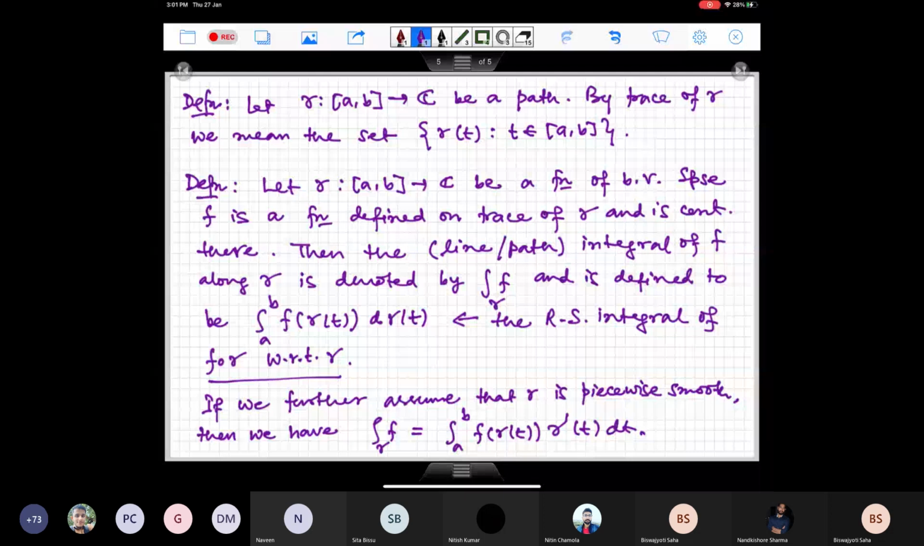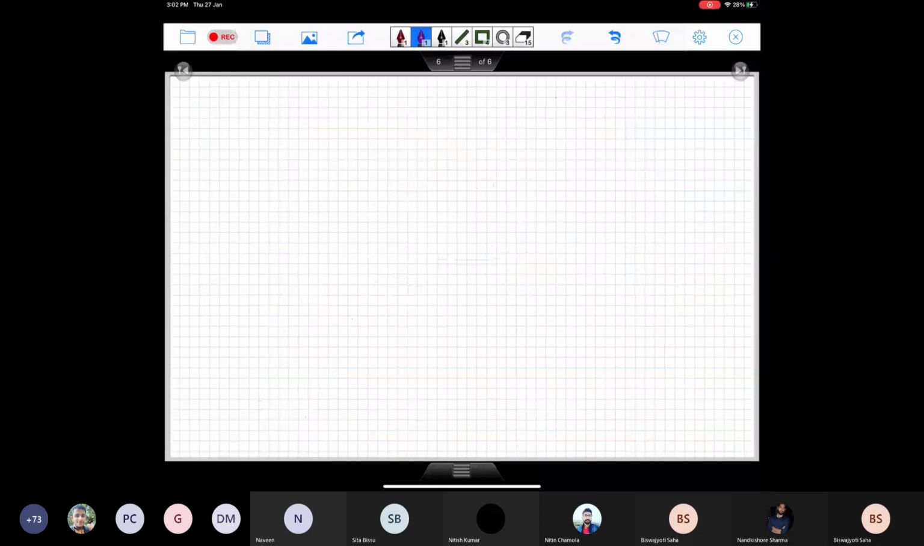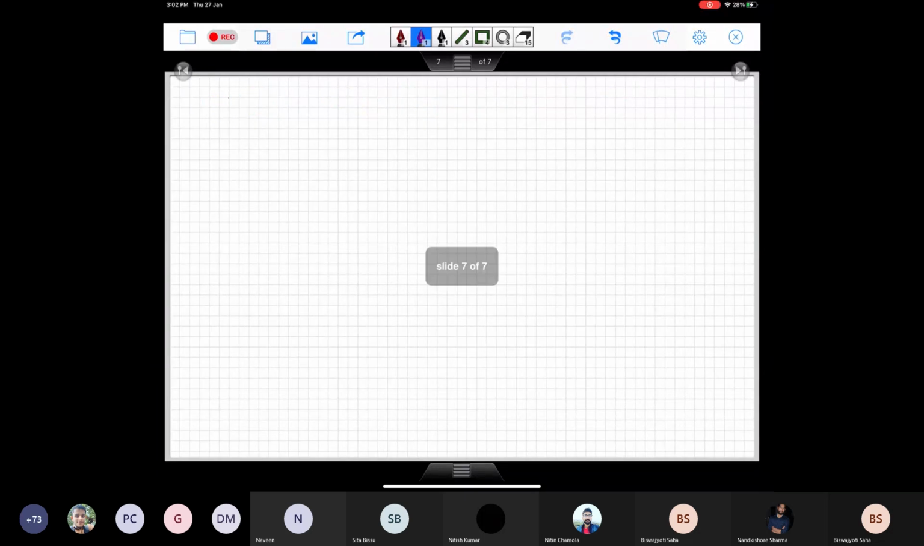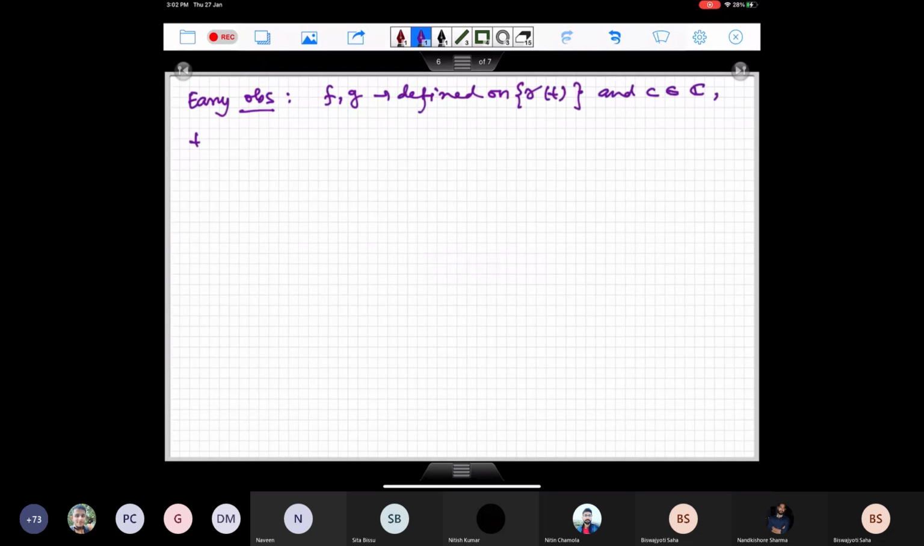Of course, here also, just from the definition itself, you will be able to calculate or show an easy observation: if I have functions defined on gamma t, so on this set, or on the trace of gamma, and c is some scalar, then if I integrate f plus g over gamma, this is the same as the integral of f over gamma plus the integral of g over gamma, and similarly the integral of c times f over gamma is c times the integral of f over gamma.